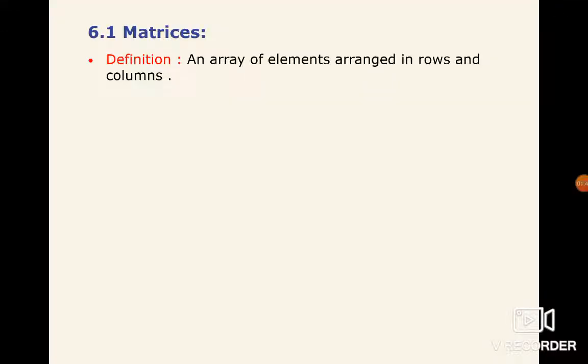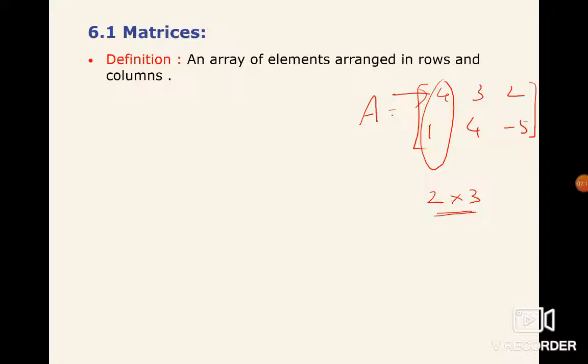The definition of a matrix: an array of elements arranged in rows and columns. Let's denote the matrix as A. If I write 4, 3, 2, 1, 4, -5, this is an arrangement of elements in rows and columns. This is called a row and this is called a column. So in this matrix there are 2 rows and 3 columns, so the size of the matrix is called 2 by 3. 2 is the number of rows and 3 is the number of columns.